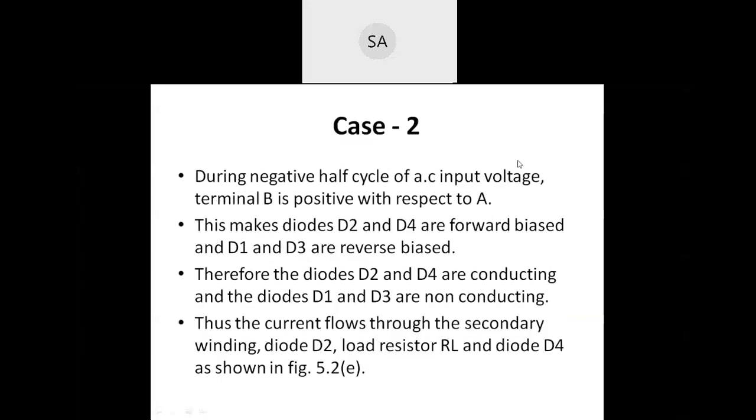Case 2. During the negative half cycle of AC input voltage, terminal B is positive with respect to A. This makes diodes D2 and D4 forward biased and D1 and D3 reverse biased. Therefore, the diodes D2 and D4 are conducting and the diodes D1 and D3 are non-conducting. That is what I have shown in the diagram. Thus the current flows through the secondary winding, diode D2, load resistance and diode D4 as shown in the diagram. Just now I have drawn the direction of the current flow.